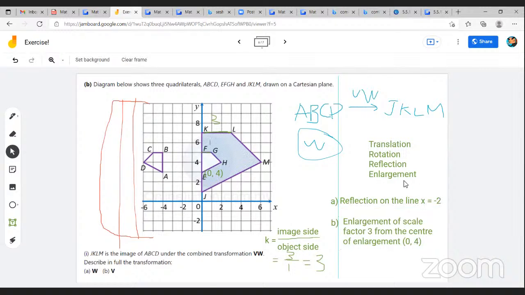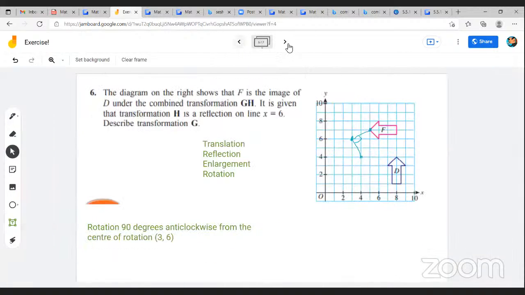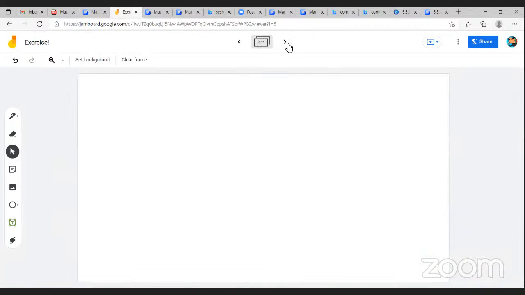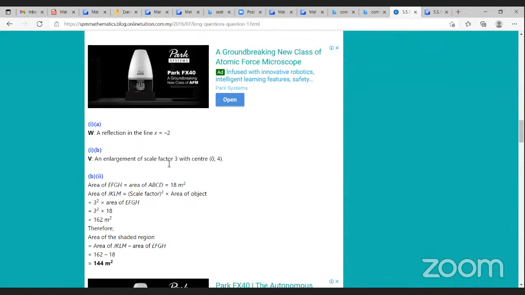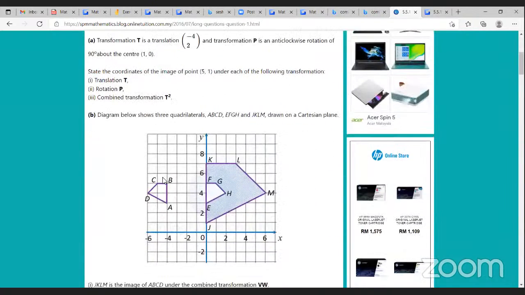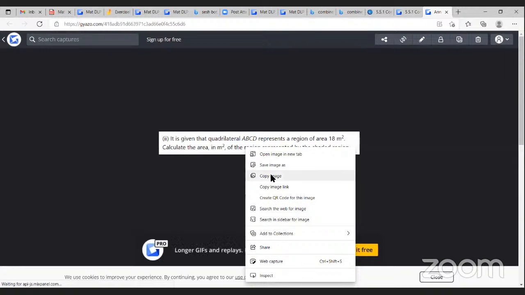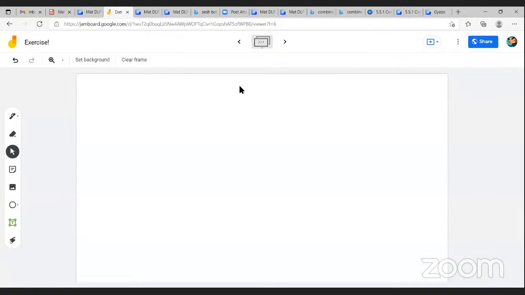No, sir. All right, then we'll do the last question. Where's the last question? I think I might have forgotten to take the last question. Give me a second. Actually, this is a continuation of the previous question. Let me just take it out real quick. Copy image, and then we can paste that here.